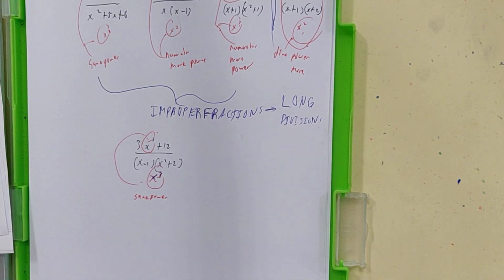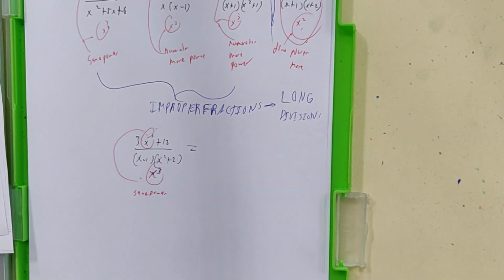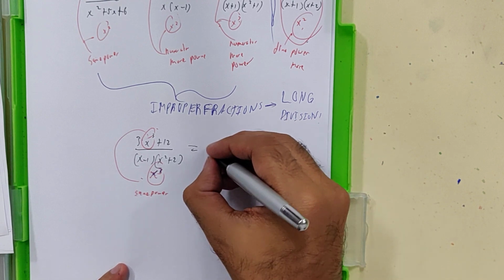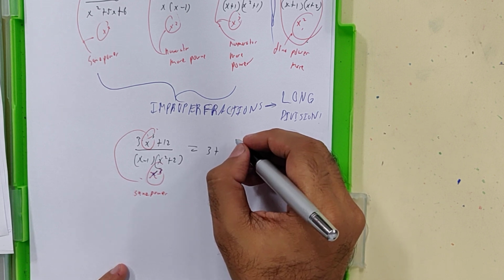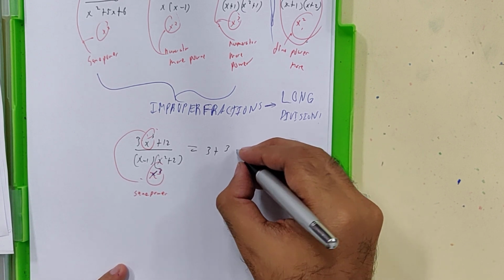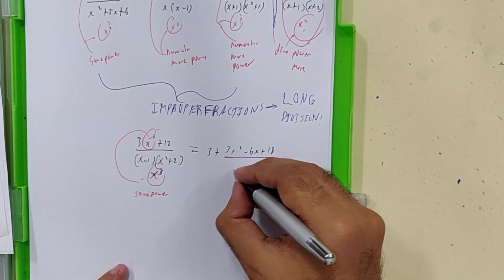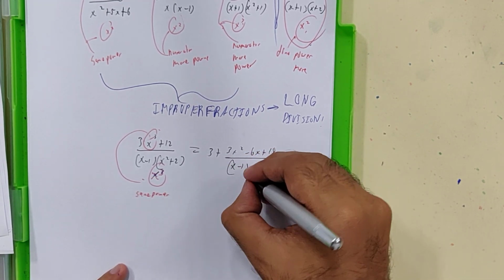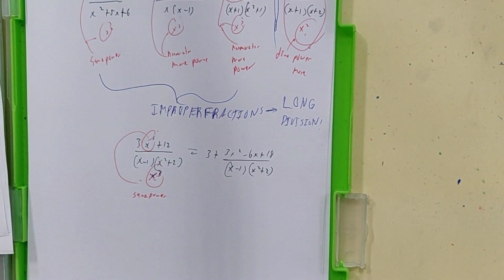So I'm going to save our time. If you're ever interested and you want to know, you will get 3 plus 3x squared minus 6x plus 18 over x minus 1 times x squared plus 2, after you have done your long division.